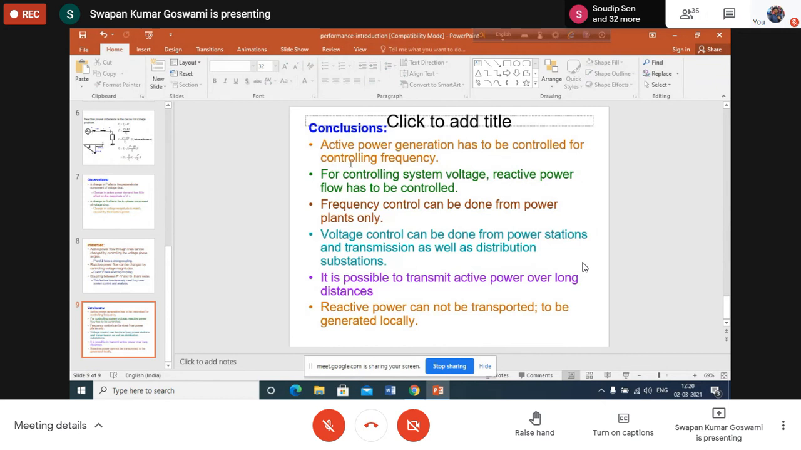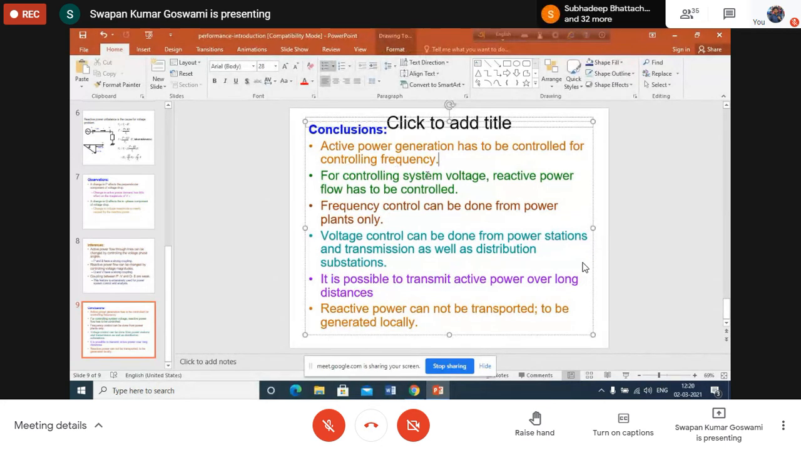Now, how can we conclude this discussion regarding the voltage control and frequency control? Let us conclude in this way. Active power generation has to be controlled for controlling frequency. Is this statement clear to you, that for frequency control, we must control active power generation? Why do we say that? Because we have seen that if we change the load, that means if we draw more power from the system, then the speed of the generator decreases.